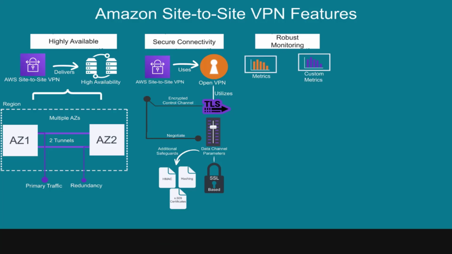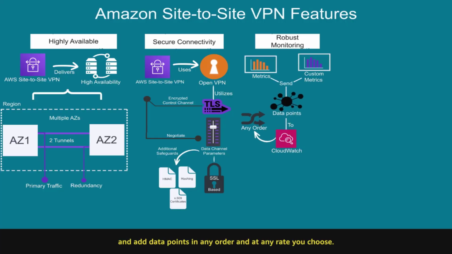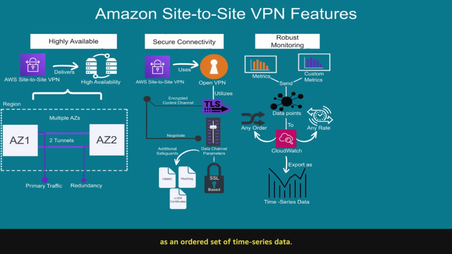Robust monitoring of your Site-to-Site VPN is available with CloudWatch to provide you with greater visibility with robust metrics and custom metrics. With CloudWatch, you can send your own custom metrics and add data points in any order, and at any rate you choose. From there, you can retrieve statistics about those data points as an ordered set of time series data.